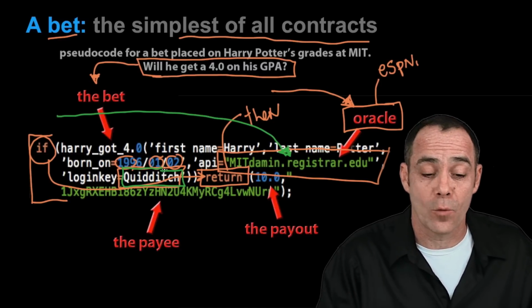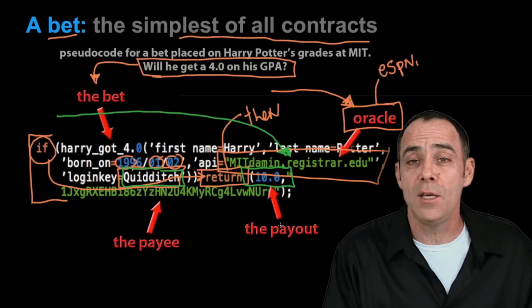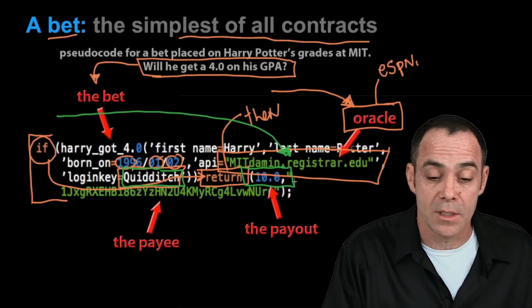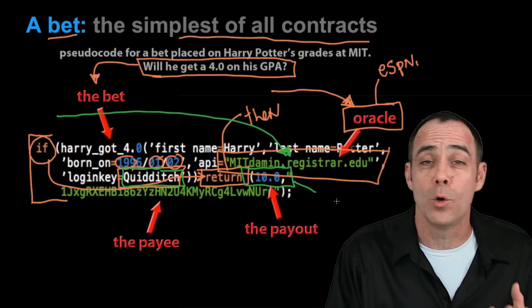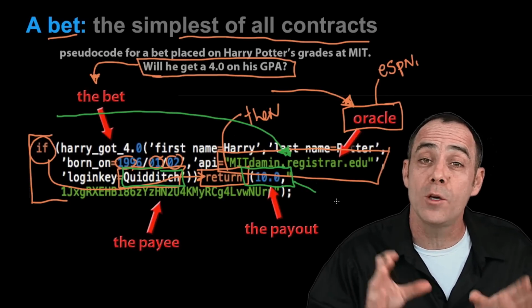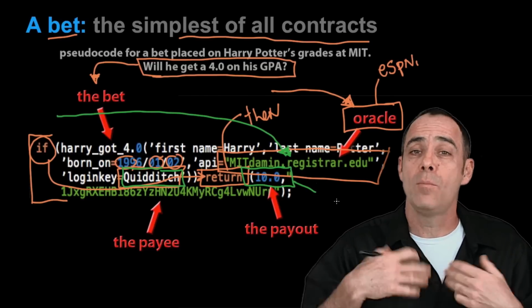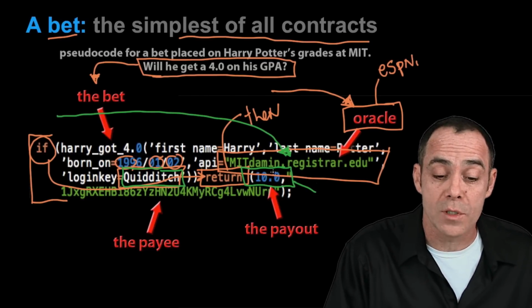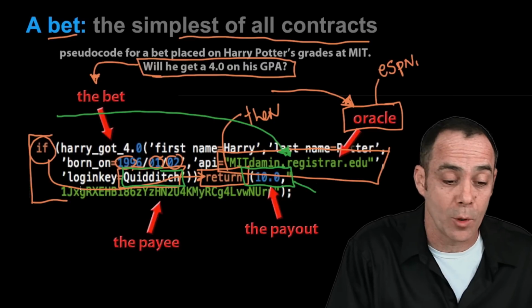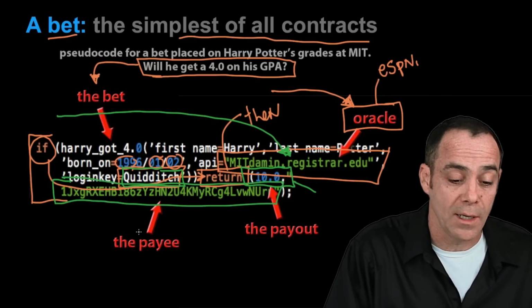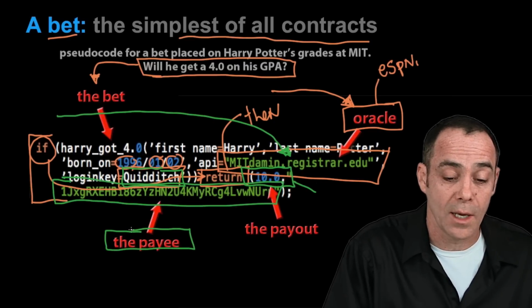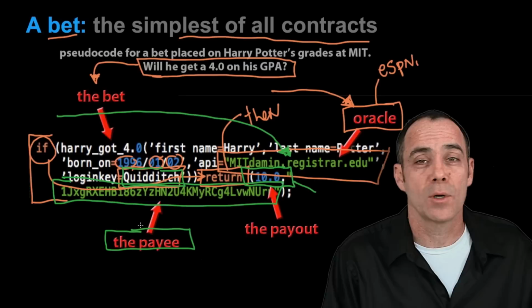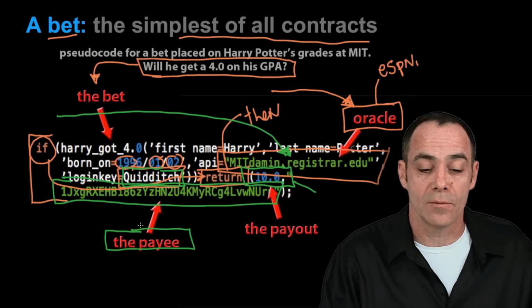If he has a 4.0, then we will send 10 units, okay? So this is the payout. It could be dollars, it could be Bitcoins, it could be Dogecoins, it could be euros, it could be whatever we agree on. Again, as long as we agree beforehand on the bet, then we have a nice little contract. Then we will send 10 Bitcoins, for example, to this Bitcoin address right here, which is the payee. Okay, so this is the most basic contract, and you can add thousands and thousands of lines.